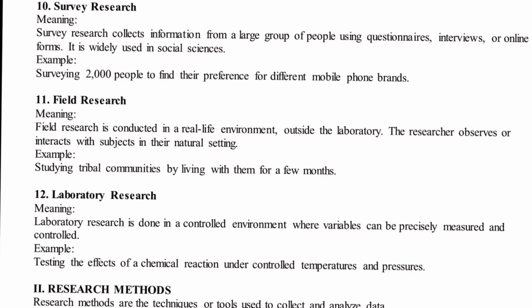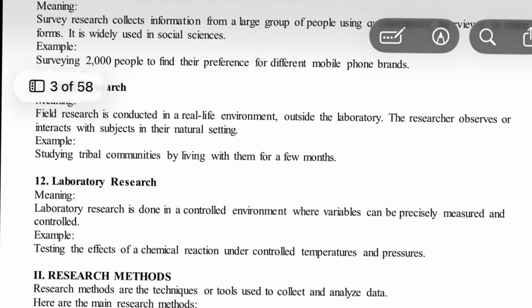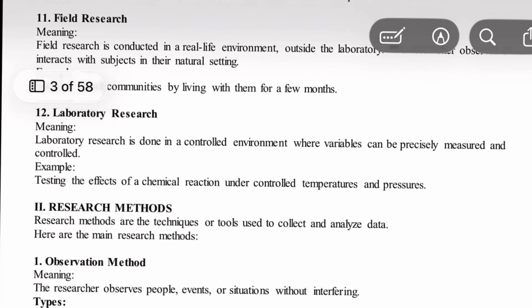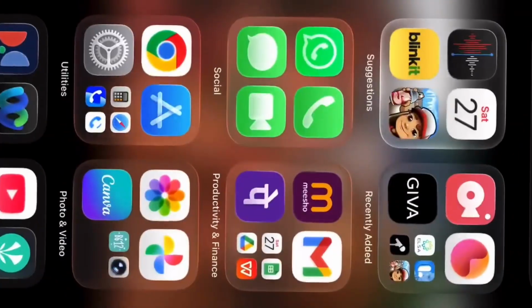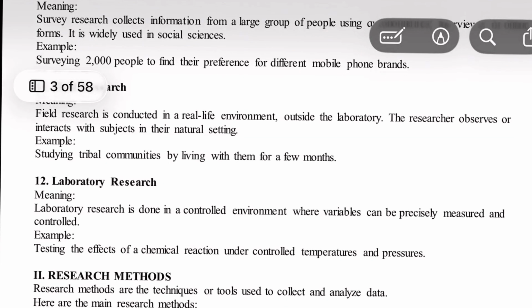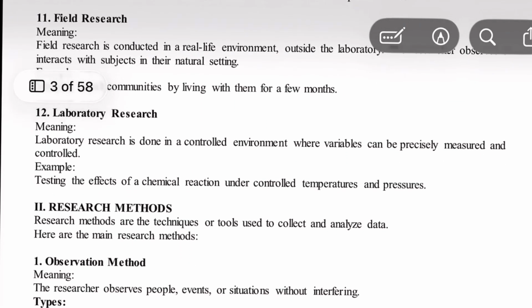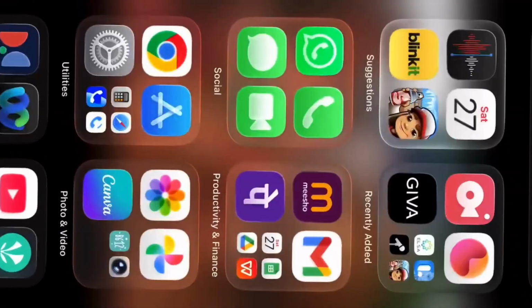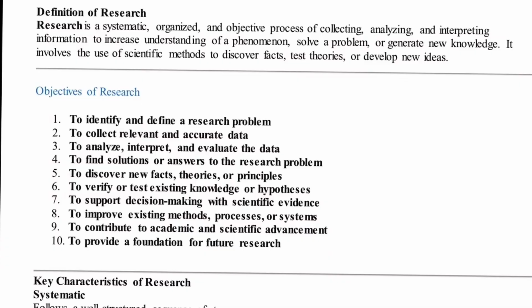Eleventh type is field research. Field research is conducted in a real life environment outside the laboratory. The researcher observes or interacts with subjects in natural settings. Example, studying tribal communities by living with them for a few months.